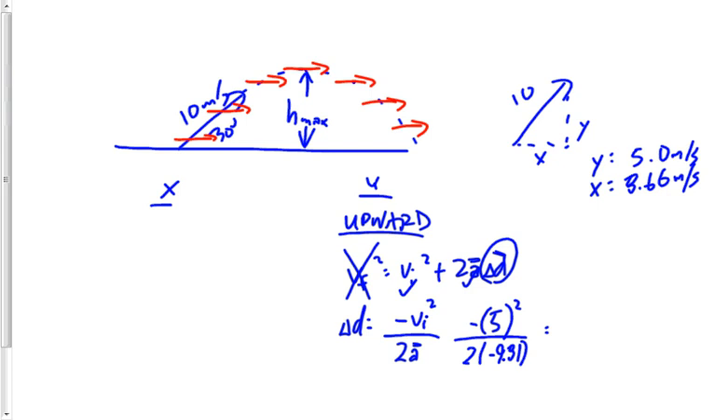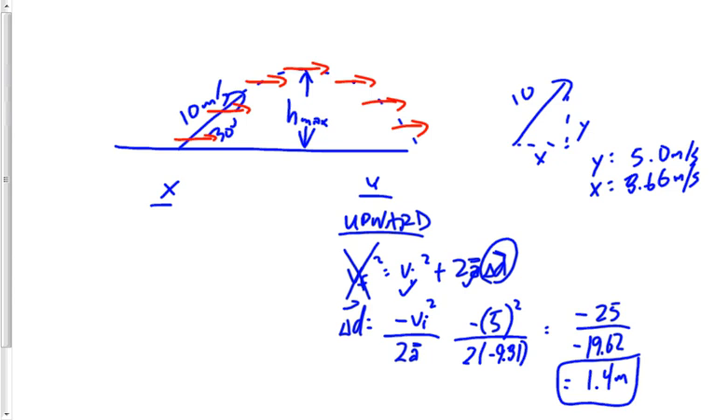Negative 5 squared is negative 25. I'm not squaring the negative here, right? I'm just squaring the 5 over negative 19.62. That's going to give me a displacement of 25 over 19.62, which is 1.4 meters. Is that right?